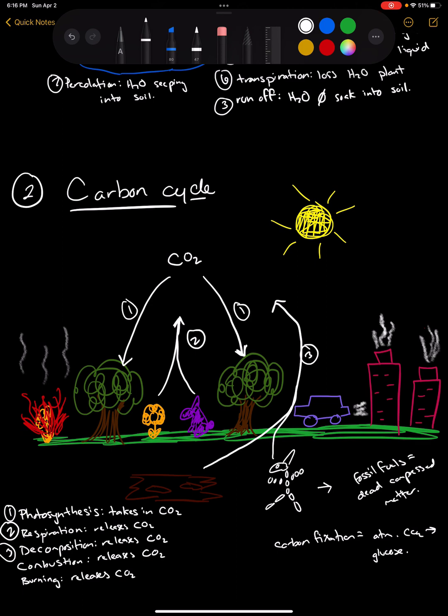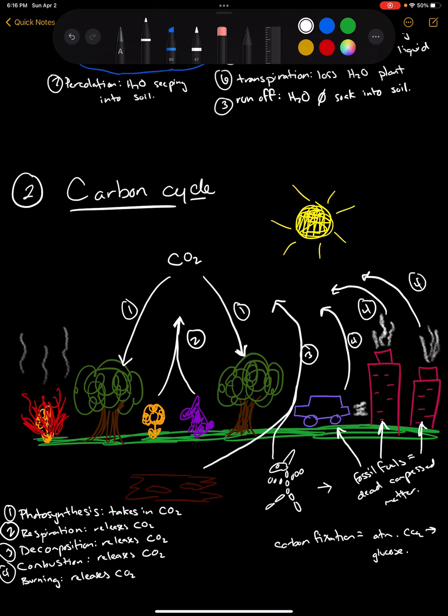And then what we do with those fossil fuels is we use them to power our factories, and we also use them to power our cars. So when we use those fossil fuels and we start to burn them, that also releases CO2 back out into the atmosphere. Okay, that's what combustion is. Combustion is when I burn fossil fuels. When I burn fossil fuels, that releases CO2 back into the atmosphere.